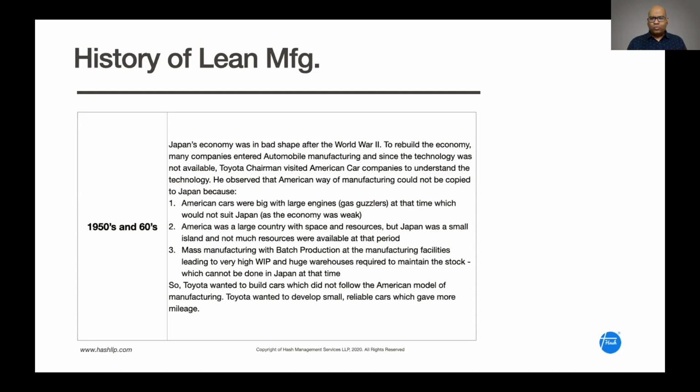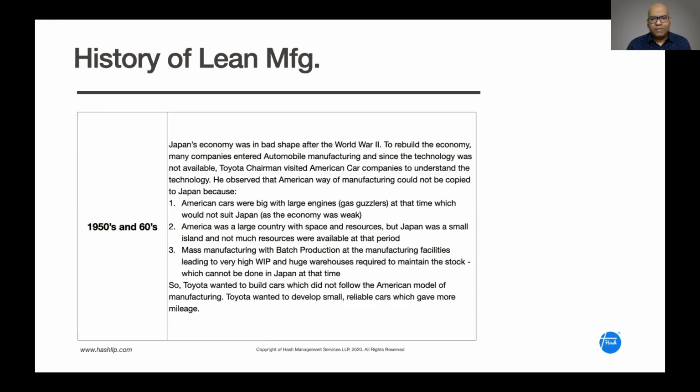After World War II, Japan lost the war and tried to rebuild the economy. For any economy to increase the GDP or to improve, the country has to start manufacturing. That's the key thing during the industrial age. So Japan also started manufacturing automobiles.